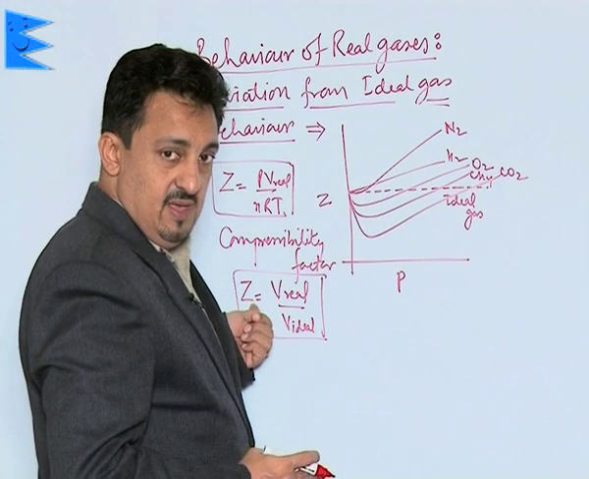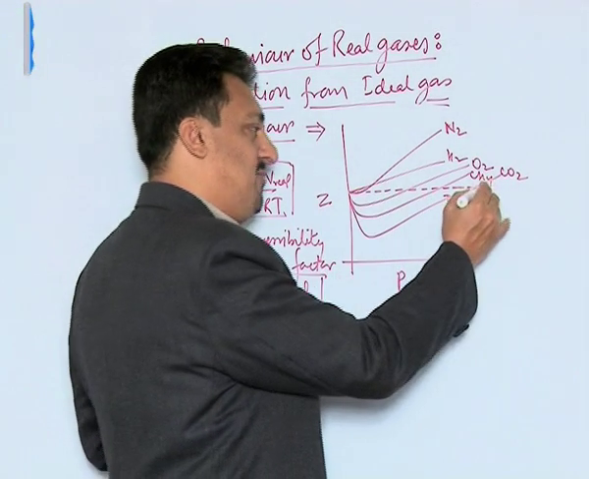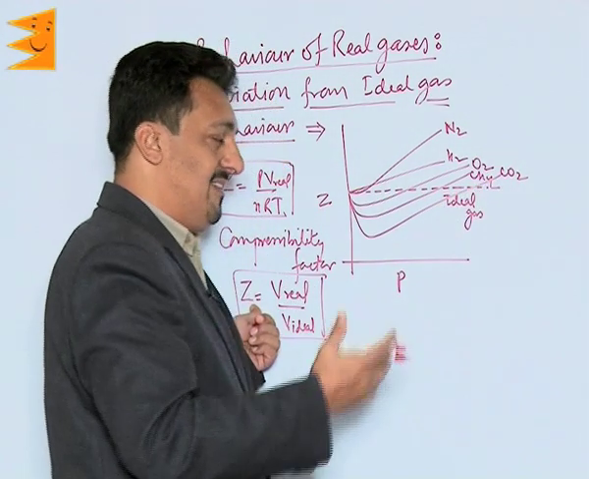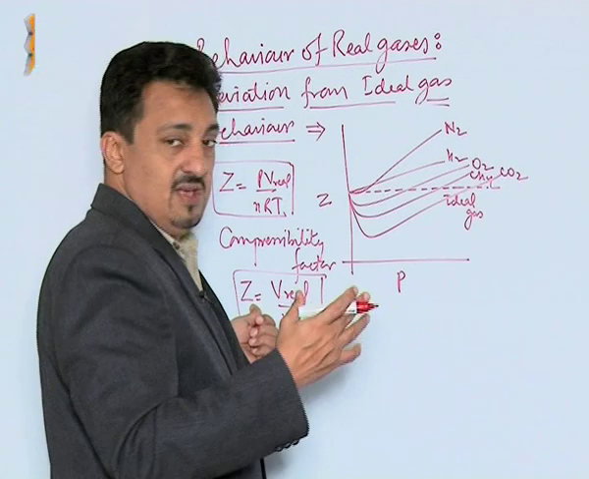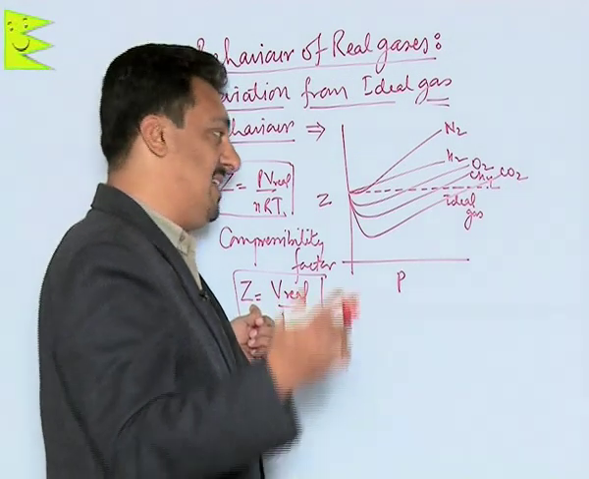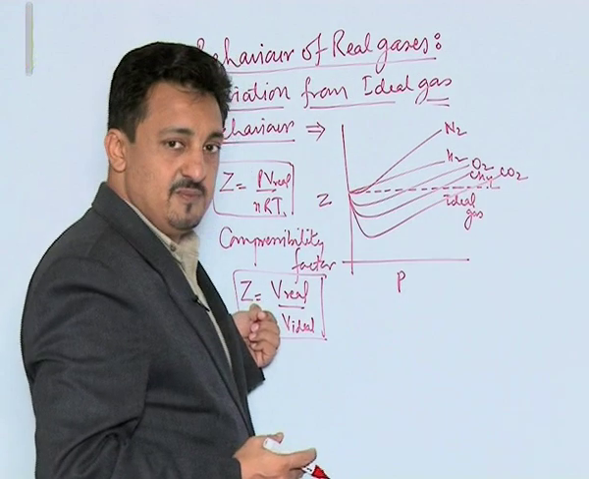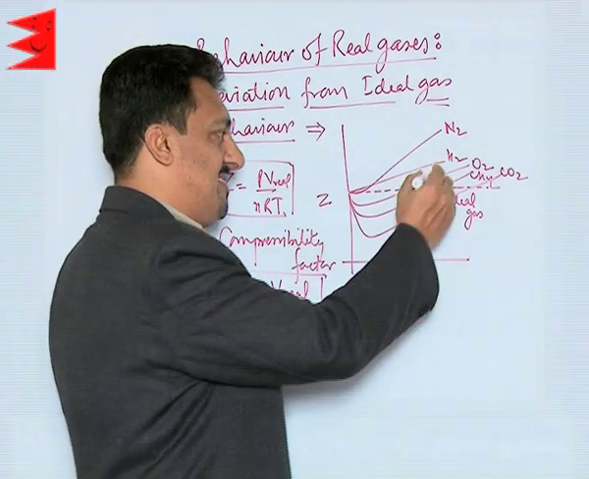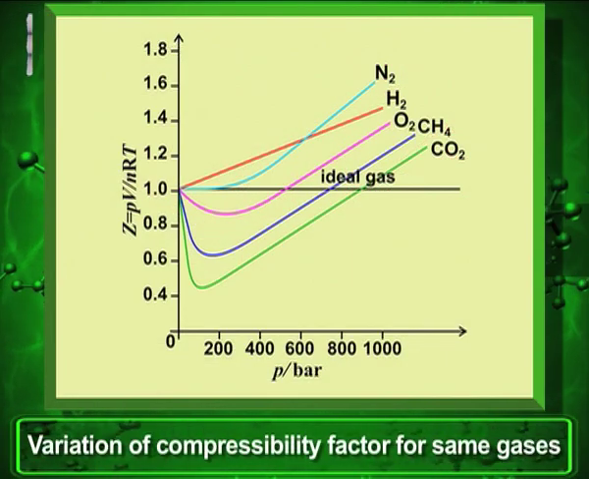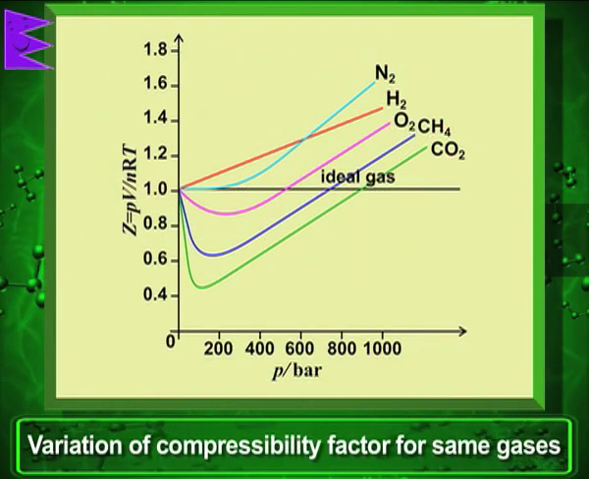we used to have this dotted line for ideal behavior, but we never get any gas to have its Z versus P graph lying completely on this ideal gas graph. What we find is, for gases like hydrogen, nitrogen, oxygen, methane and carbon dioxide, the graphs go like this.